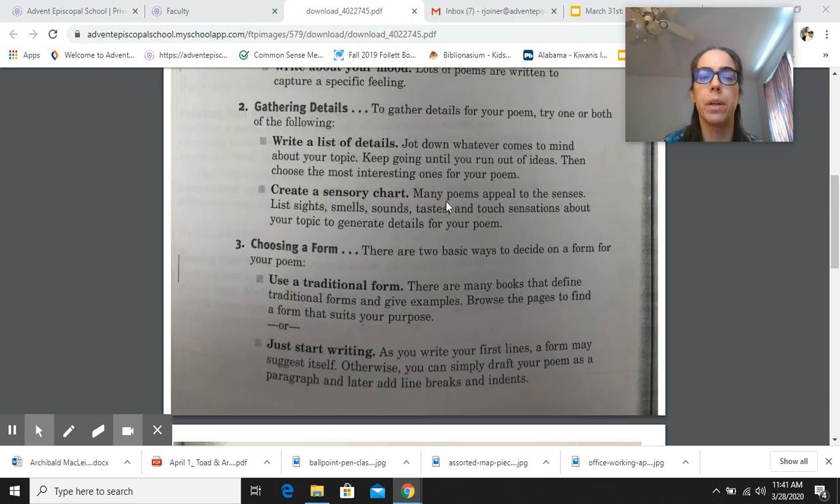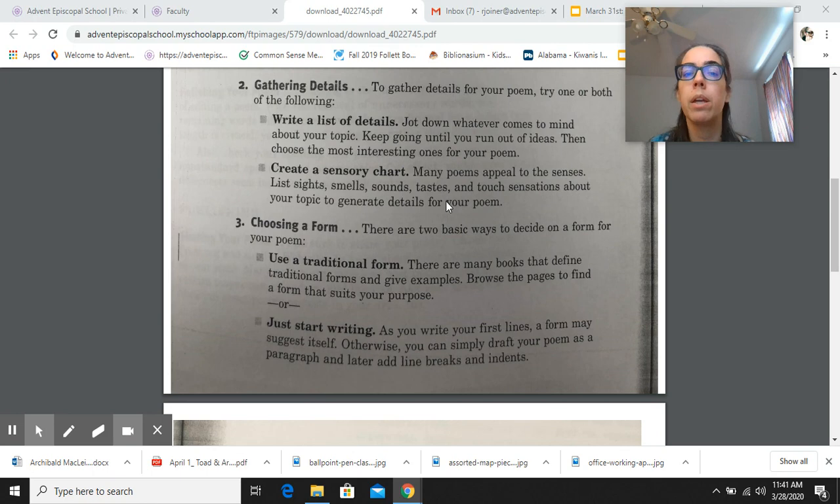Oh, we're still on that, sorry. You're going to gather some details, okay? And this can be a very quick process. You may already have your topic, and then you're going to come across with some details. If you have words that you want to use, if it talks about a sensory chart, you can start pulling those imagery ideas by using the five senses and make a chart for the things that you want to mention, that you might want to have appear in your poem, okay?